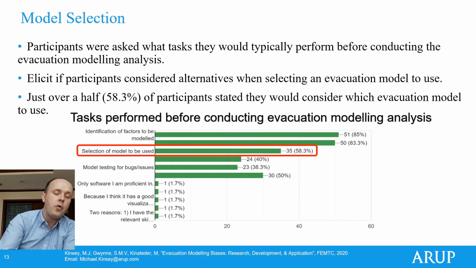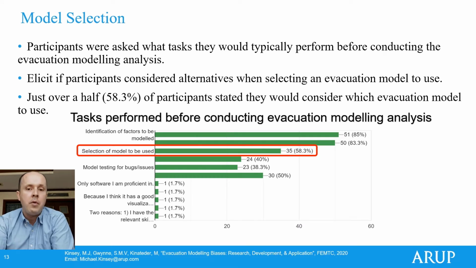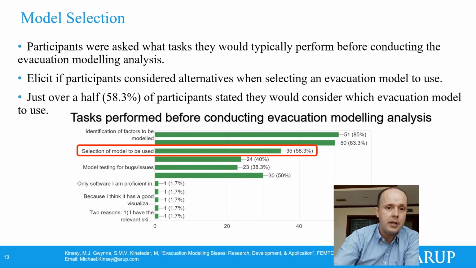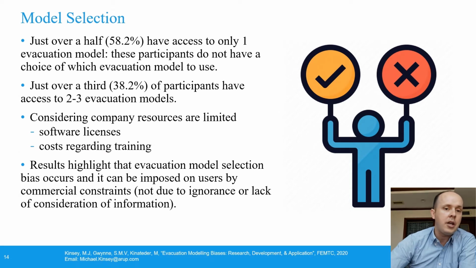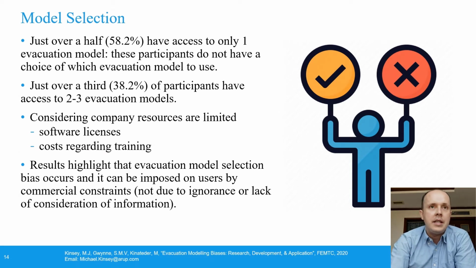So the first section of questions we wanted to ask was about model selection, and we're really interested to see, are there any biases when people choose a model? And what we found out was just over half of participants stated they would consider which evacuation model to use. Now just over half have access to only 1 evacuation model. So what this highlights is that initially we thought, well, we want to try and tease out these biases why people choose certain evacuation models, but what we found is that just over half of them only have access to 1 model, so there's no actual choice per se. They're being biased to use a model because of some other reason.